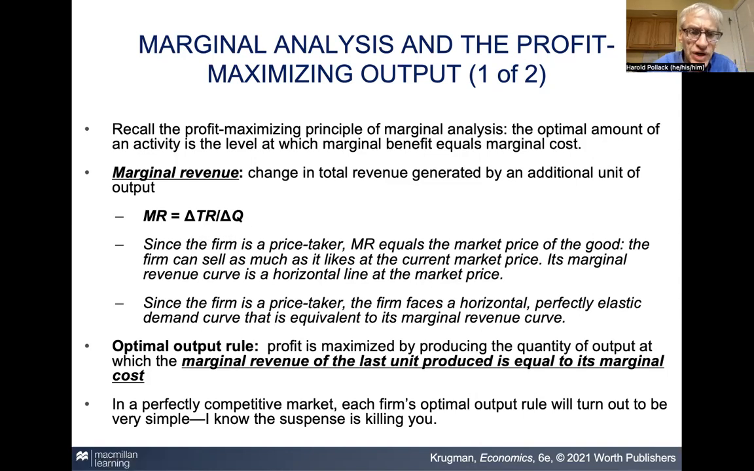Now, since the firm is a price taker, the change in my total revenue is just whatever the market price is of that last good, if I produce one more good. And the firm can sell as much as it wants at that price. So marginal revenue in a competitive market is just always the price that I can sell my product. Okay? So the firm is facing a perfectly elastic demand curve that's equivalent to its marginal revenue curve.